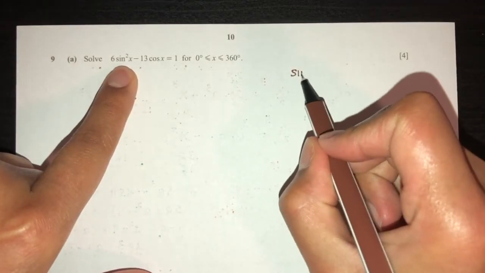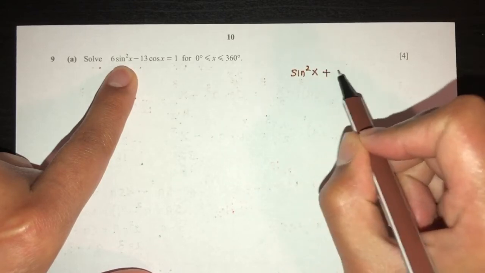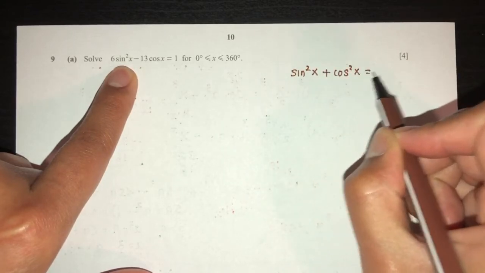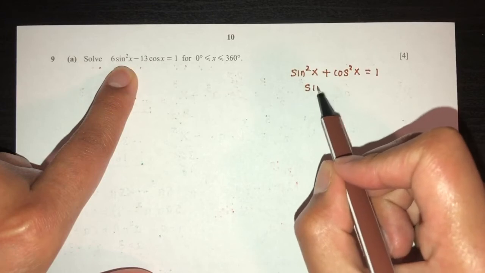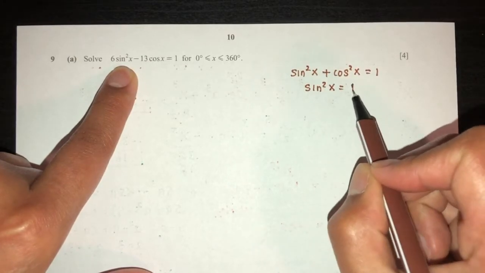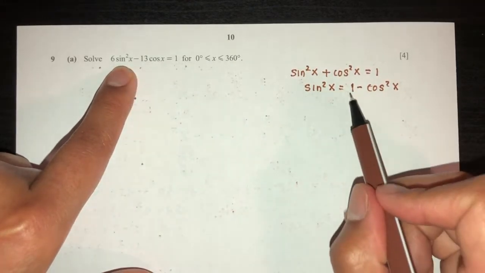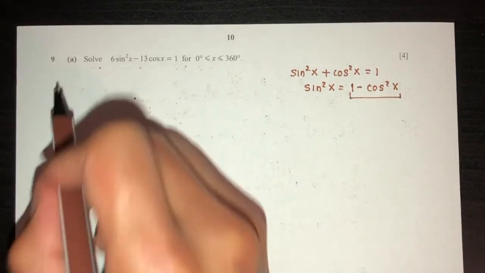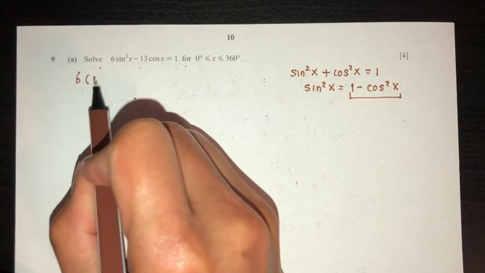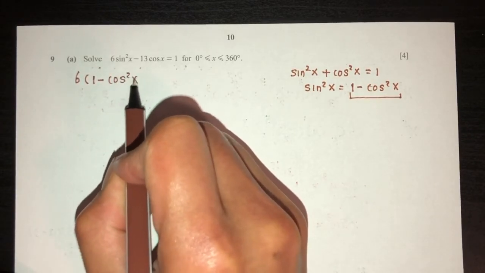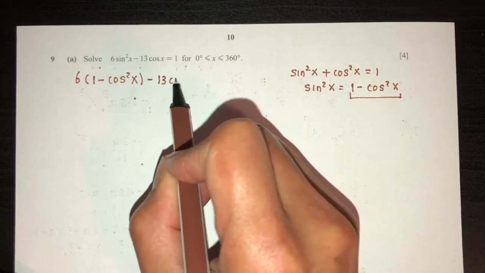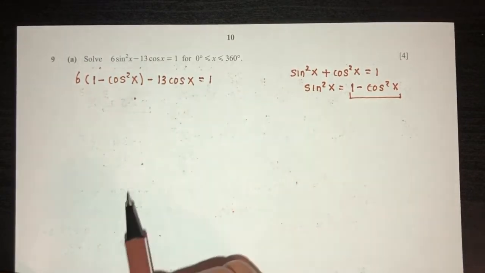So solving this equation, so how would you solve this? So you have to know your identity. So as you know, sine square x plus cos square x is equal to 1. So what is sine square x? Sine square x is equal to 1 minus cos square x. So replace this value by this. Let's see what you have. You'll have 6 times 1 minus cos square x minus 13 cos x equal to 1.